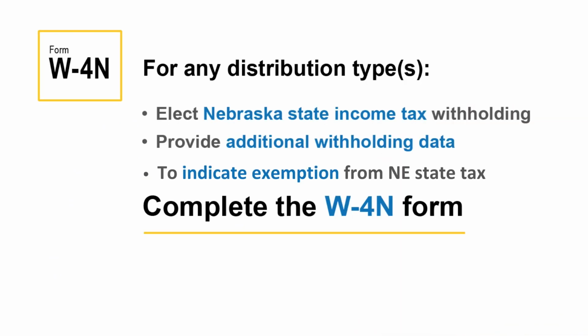Type or types. If you wish to elect your Nebraska state income tax withholding rate, or provide additional withholding data, you would complete the W4N to elect your Nebraska state income tax withholding designations. If you wish to claim exemption from Nebraska state tax, you must submit a W4N. If no W4N is submitted, NPERS will simply withhold Nebraska state taxes at the IRS default rate of single with 0 allowances. You may adjust your state withholding at any time by submitting a new W4N.